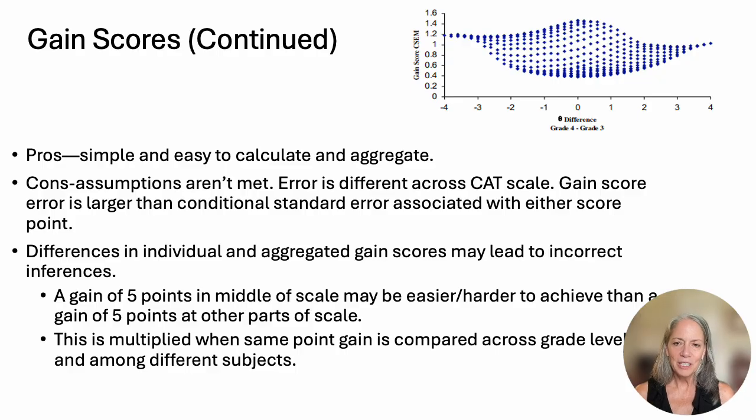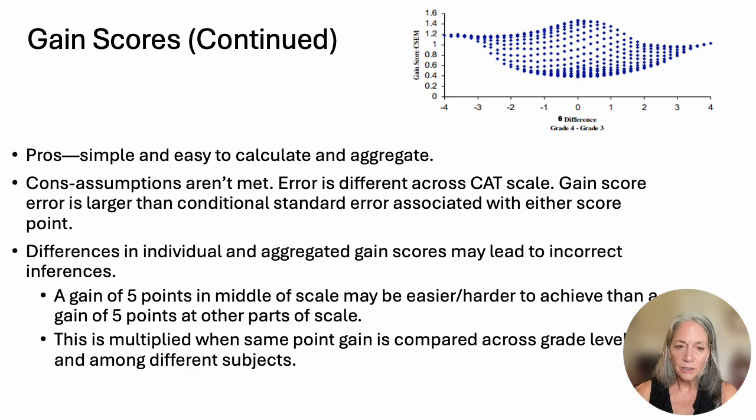This simple visual gives you a sense of gain scores and how it might be easier or harder to move at different parts of the scale. So it basically shows 0 as a student getting the exact same scale score as they had in the past. That's their difference. And then on the left-hand side, it shows you the standard error of measure, the conditional standard error of measure that's associated with that gain score. So that tells you kind of the confidence we have around the exact score that we're using.